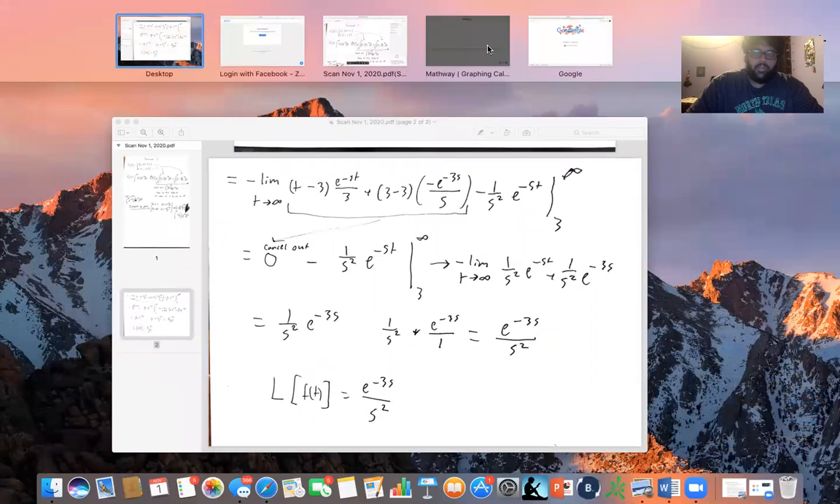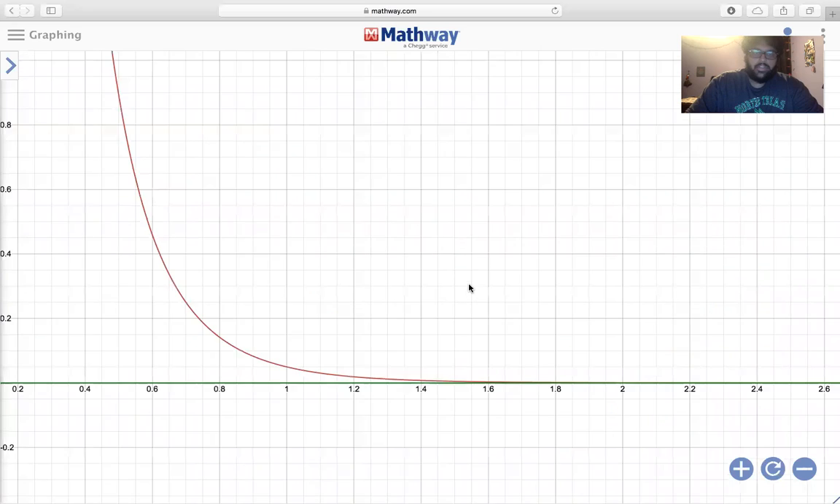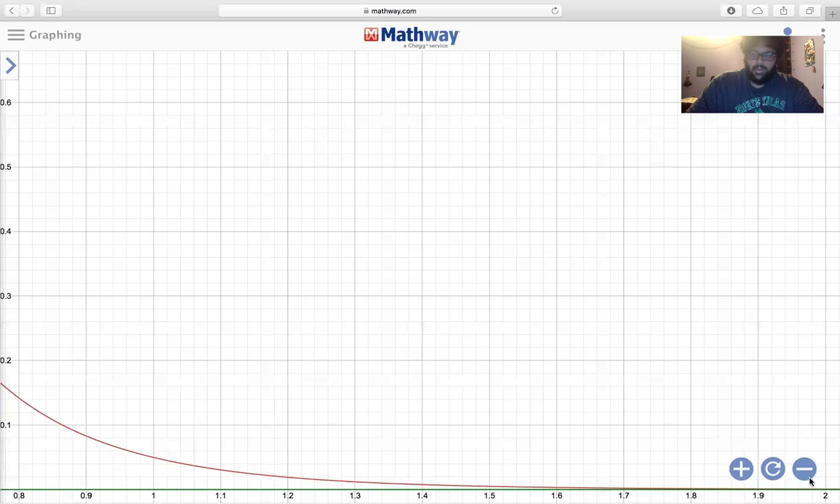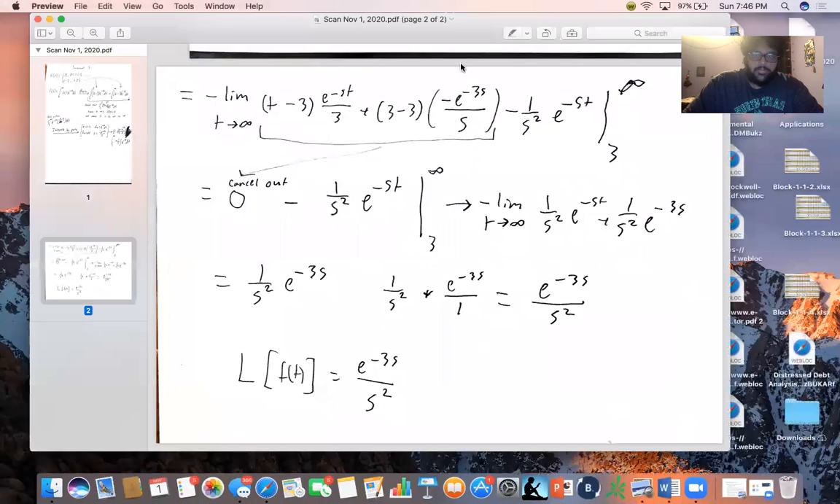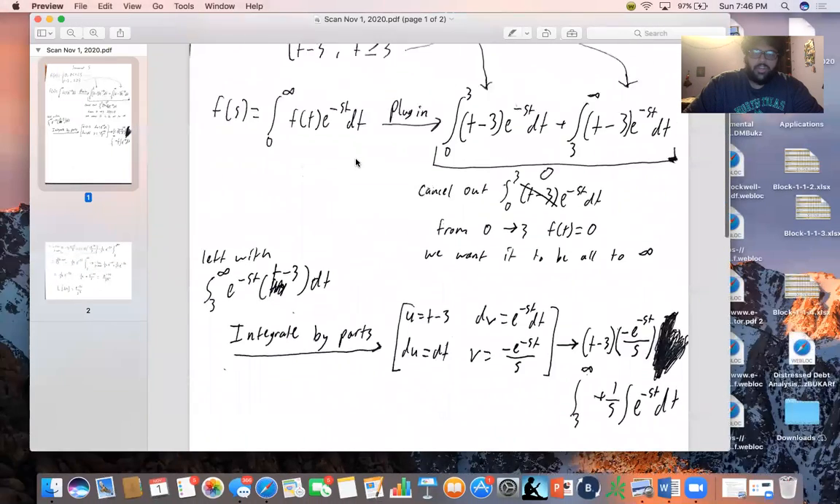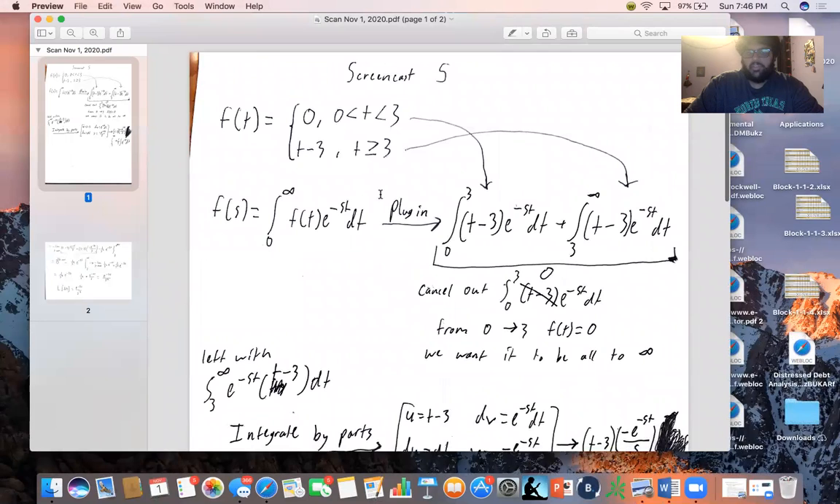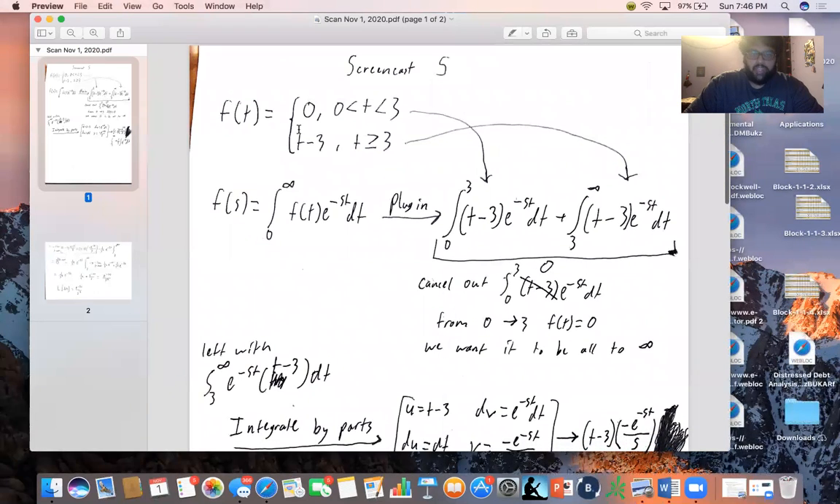For the graph, the green and blue lines represent the piecewise function, and the red line represents your Laplace transformation. I hope this was helpful, and I hope this gave you a general idea of what you're supposed to do and the steps you're supposed to take when you're solving a Laplace transformation of a piecewise function.